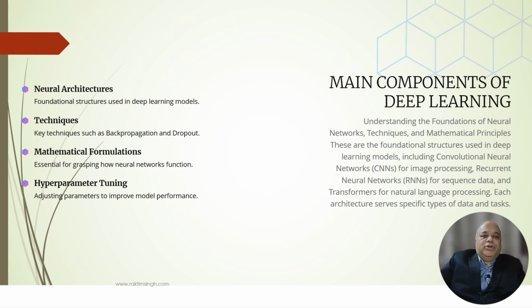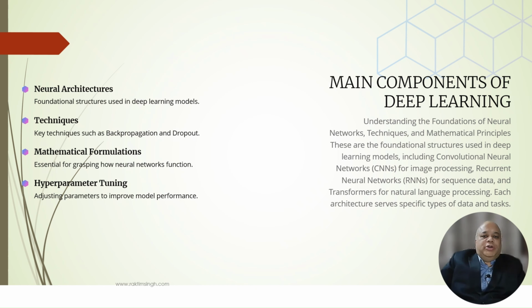We can say it is the foundational structure on which, be it deep learning or Gen AI, the underlying foundation structure is neural architecture. Techniques are backpropagation and dropout, and then mathematical formulations are there. Then you do hyperparameter tuning, in the sense you arrive at the weights and biases, and based on that you keep on tuning.